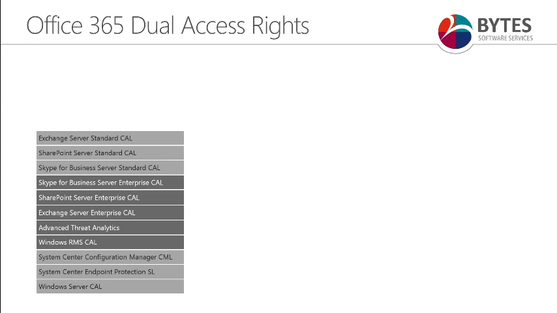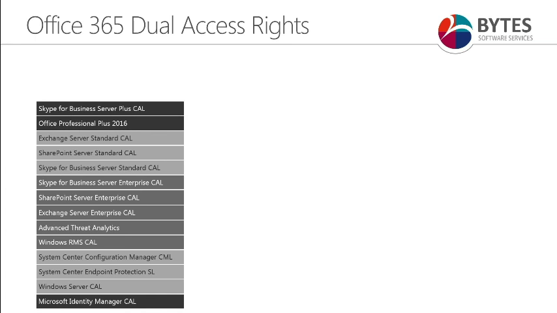The Enterprise Cal increases the level of functionality. So for example, Skype for Business Enterprise Cal gives you the video and web conferencing capabilities of Skype for Business, whereas the standard Cal gives you instant messaging presence. So the Enterprise Cals are additive to standard.